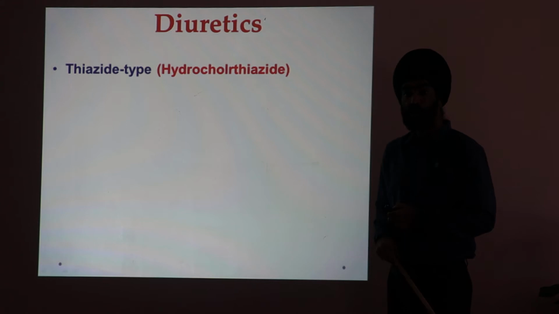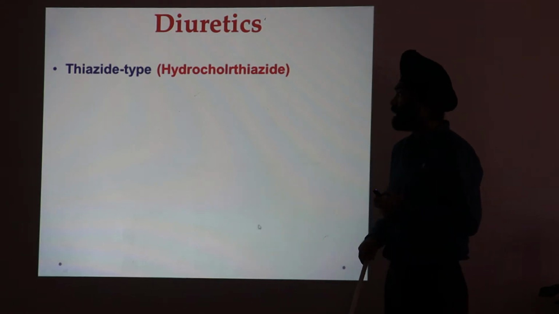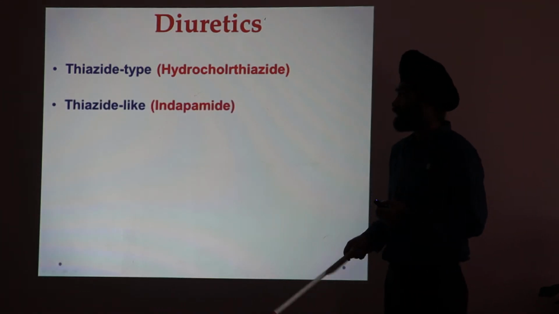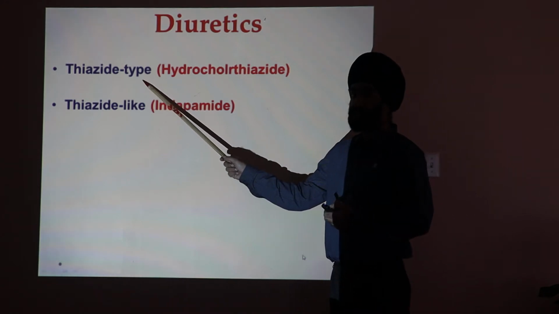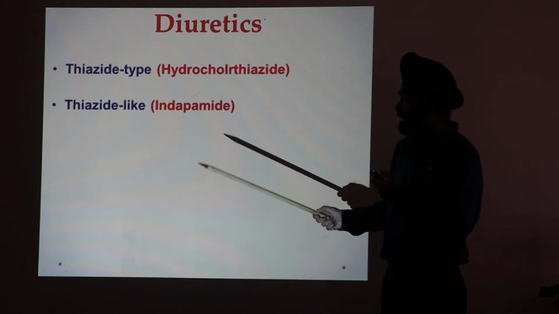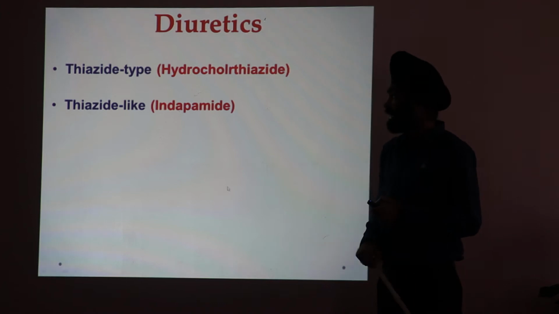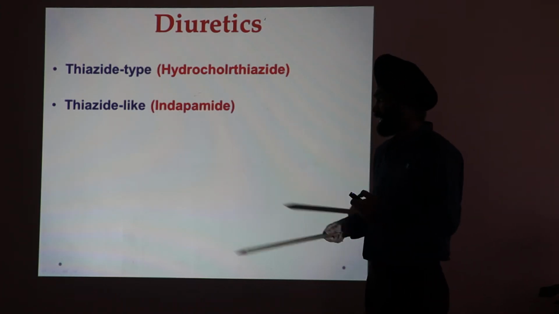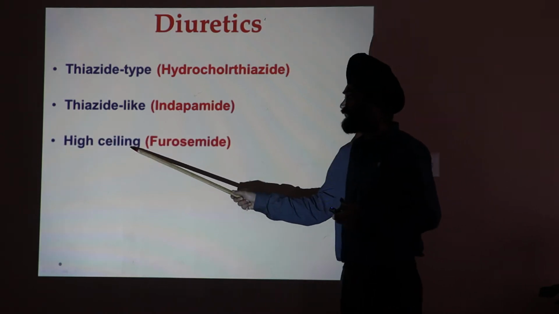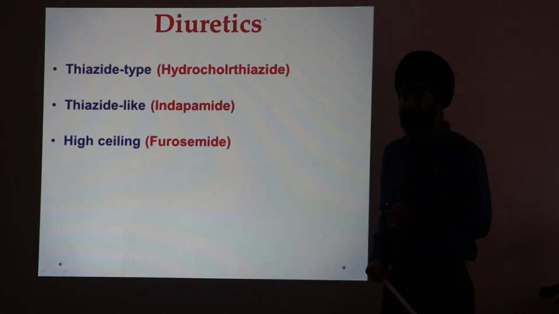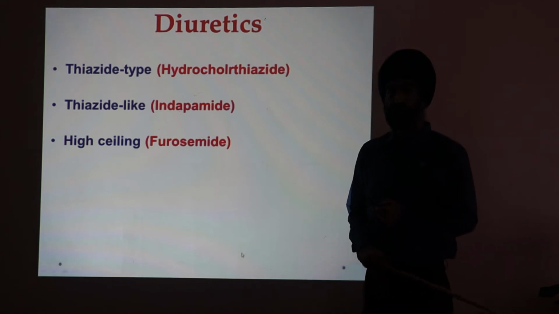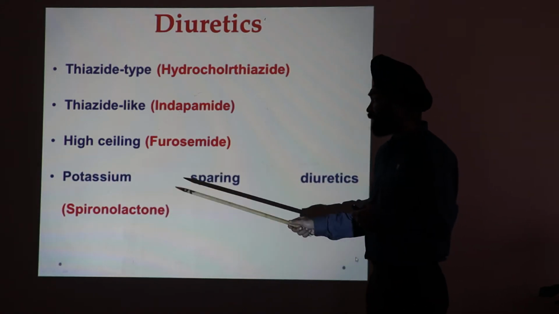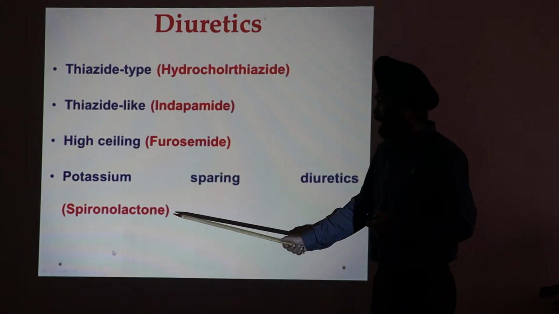diuretics. Now, diuretics are of different types. One is the thiazide type, and the prototype drug in this category is hydrochlorothiazide. Then we have thiazide-like, in which we have indapamide. Then we have high ceiling, highly efficacious diuretics, with the example of furosemide. Then we have the potassium sparing diuretics, that is spironolactone.